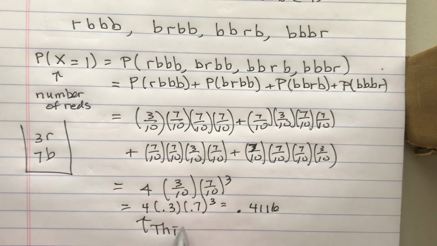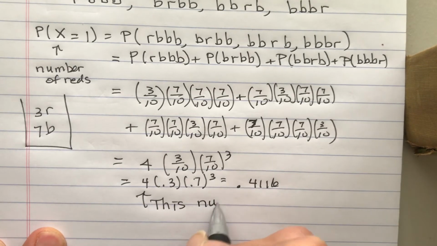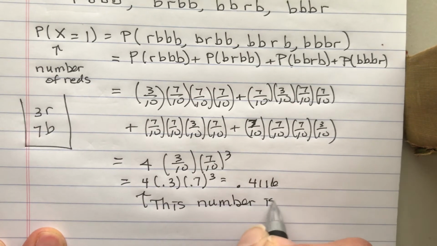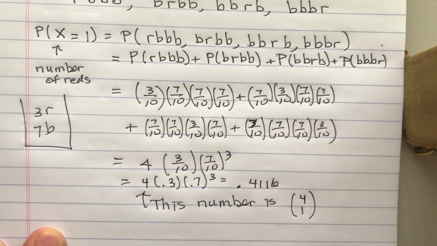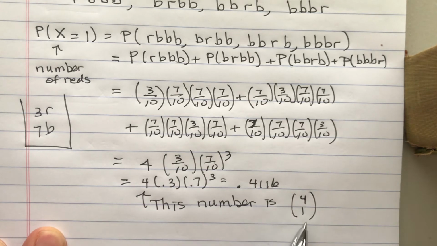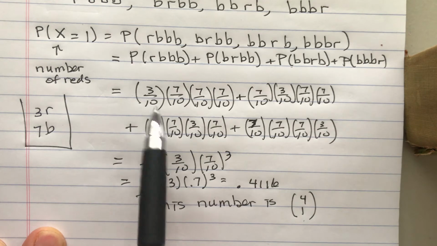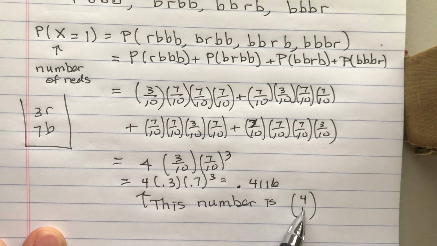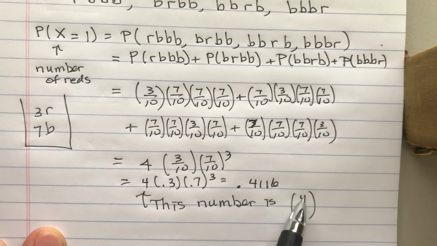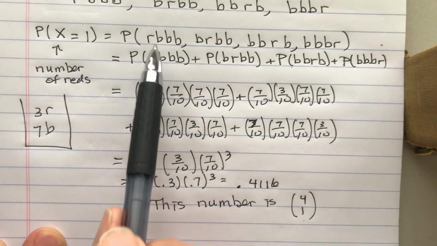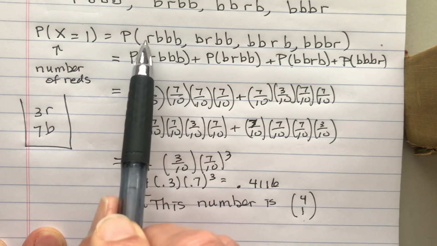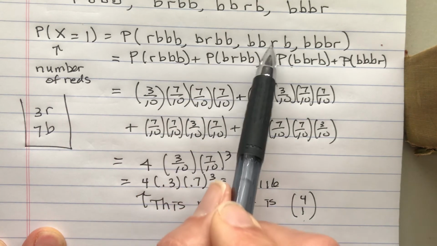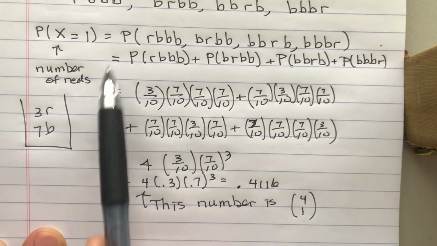This number here is 4 choose 1. Why would that be? Because what's 4 choose 1? 4 choose 1 is the number of ways I can choose 1 out of 4. And what I'm choosing when I say 1 out of 4 in this case is where I'm going to put the red. There's 4 different places to put a red. I can put it in the first, the second, or the third, or the fourth. So that's why it's 4 choose 1.